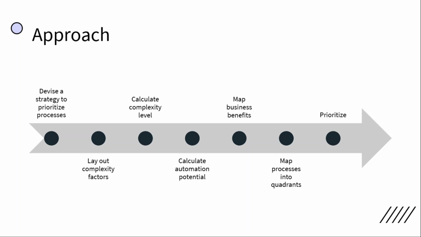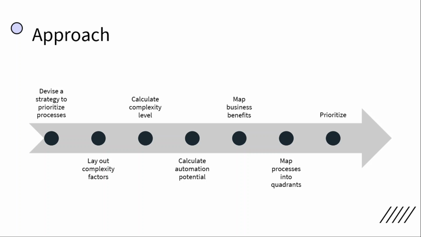And once we identify these processes and once we do the complete analysis, then we need to map these processes into automation quadrants. We'll be talking about those things later. And then after that, we can easily prioritize.